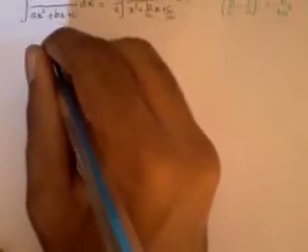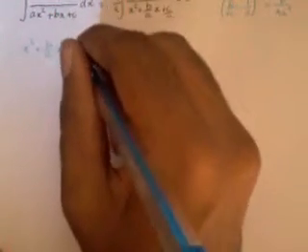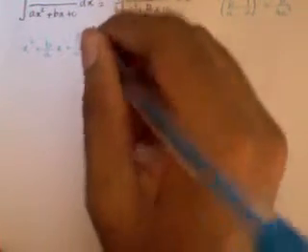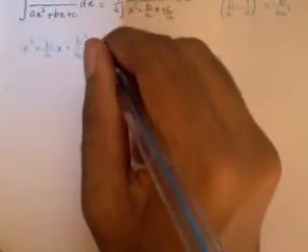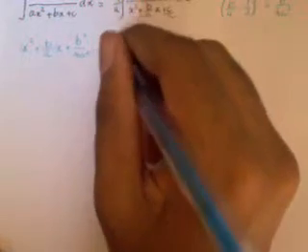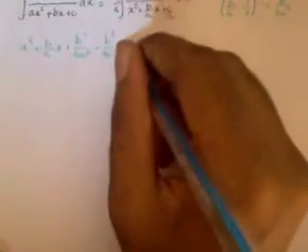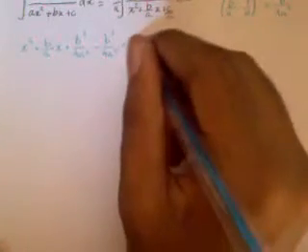x squared plus b over a x plus b squared over 4a squared, minus b squared over 4a squared, because we cannot change anything. This is just helping us. Plus c over a.